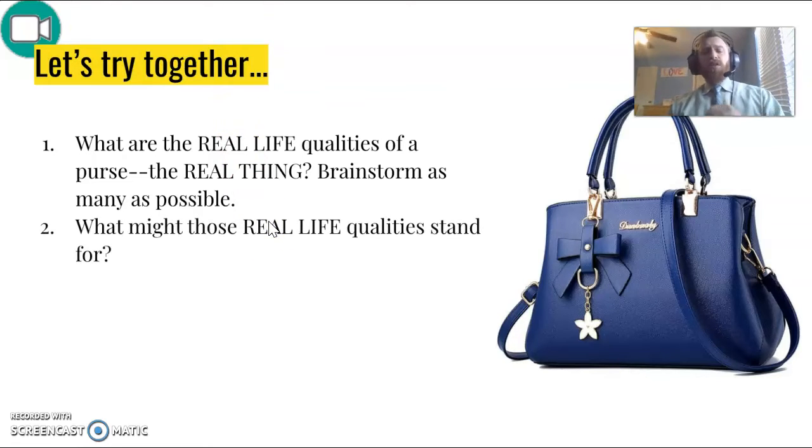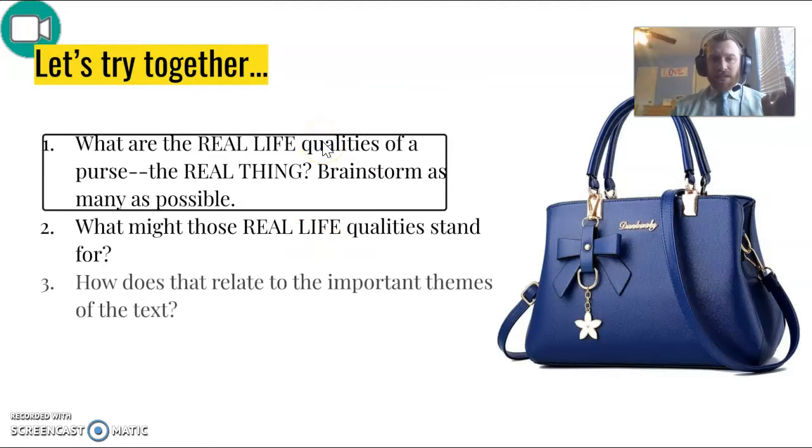And then we want to be thinking, what are the real life qualities? What could they stand for? Well, maybe the fact that it's versatile means it could be representing many other things. Or the fact it's utilitarian means it can stand in for a lot of other ideas. Or the fact that it's maybe designer could represent the finest or the nicest things that only some people have.